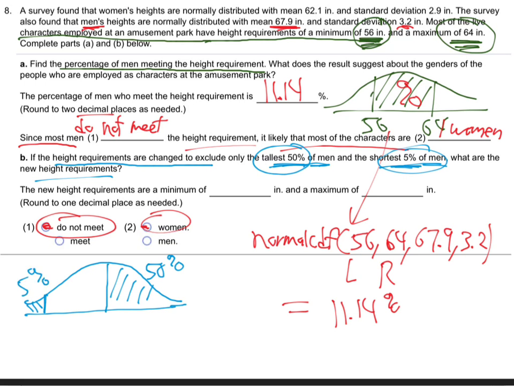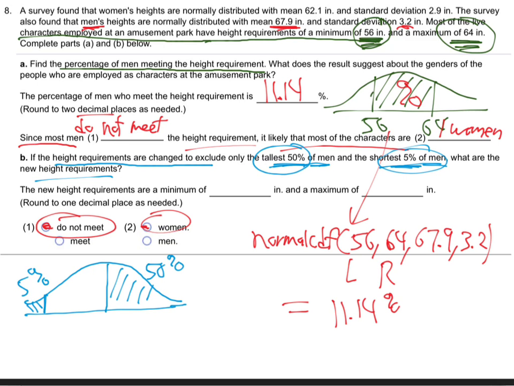Shortest 5%. Everybody see how I'm coming up with that graph? Shortest is bottom. Whenever they say taller, bigger, that's always to the right, isn't it? And shorter, smaller, tinier, it's always to the left. So smallest 5%, biggest 50%. And for men, this is the man graph.